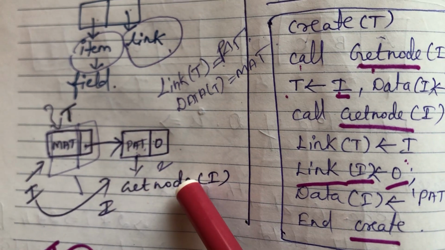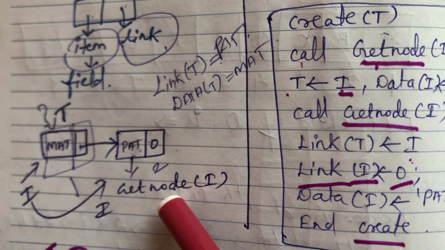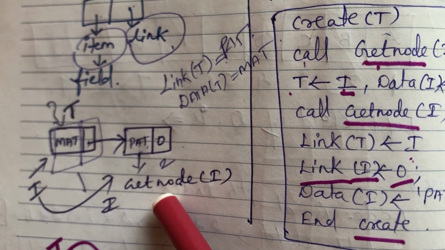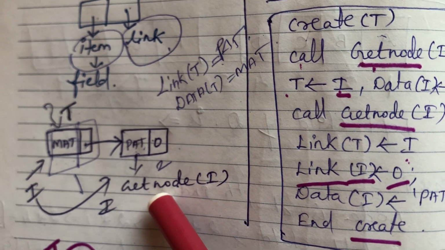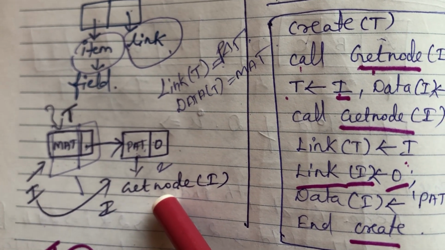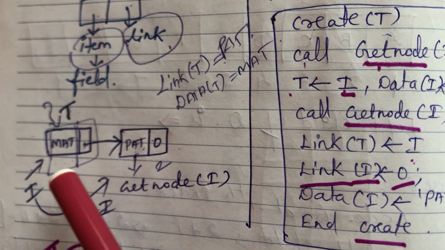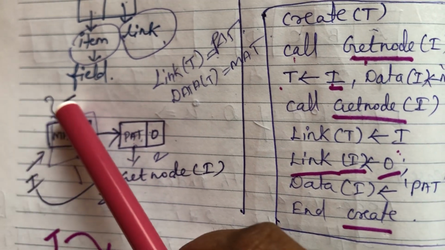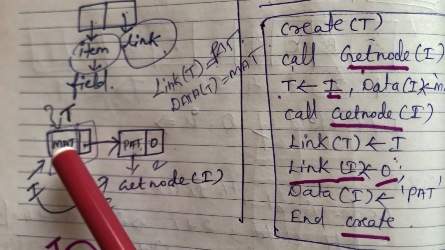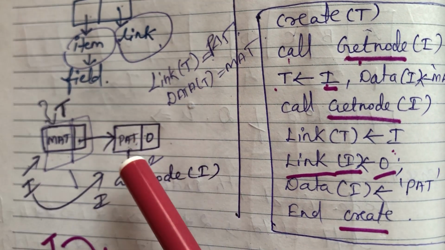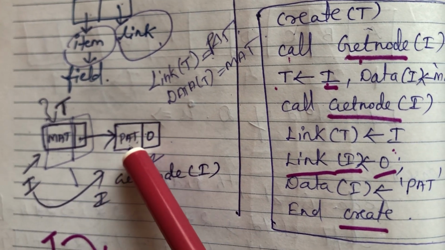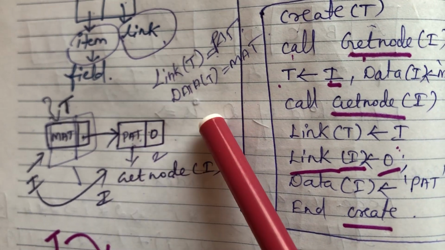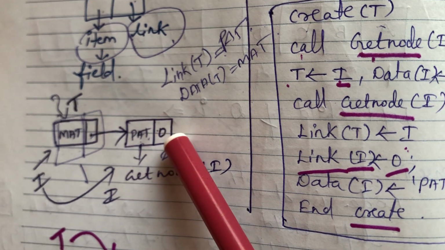Getnode function: if I need a new node, I can use this function, that is getnode. The getnode function is mainly used to produce a new, empty node. Here this is representing t. Link of t is representing I. Link of I is representing 0. 0 means hereafter no node, it represents a null value.